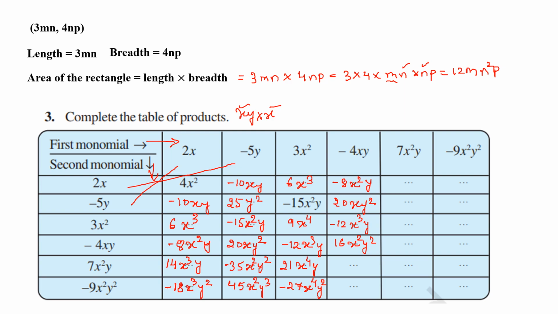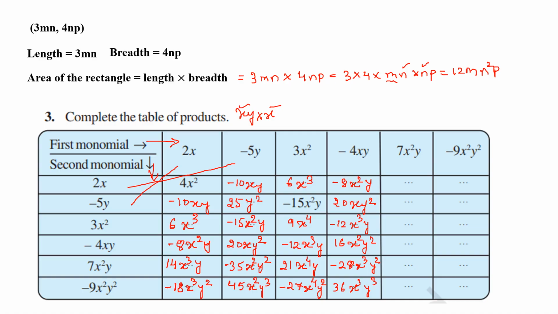Then 7x square y into minus 4xy. 7 into minus 4 is minus 28. x square into x is x cube and y into y is y square. Next minus 9x square y square into minus 4xy. So minus 9 into minus 4 is 36. x square into x is x cube. y square into y is y cube.